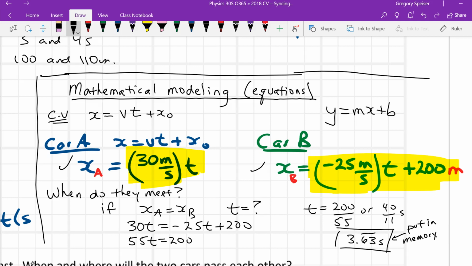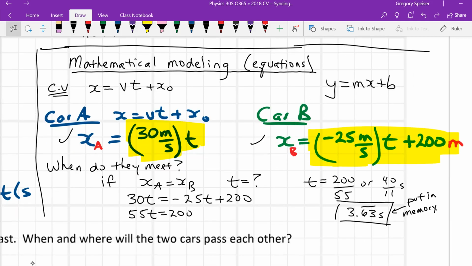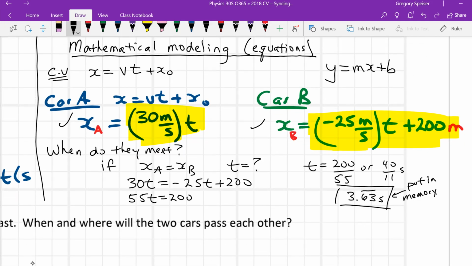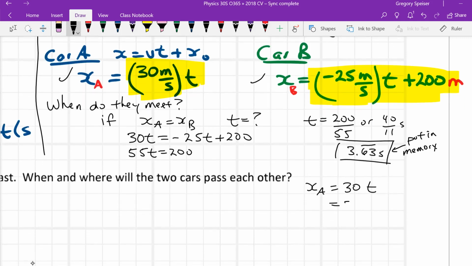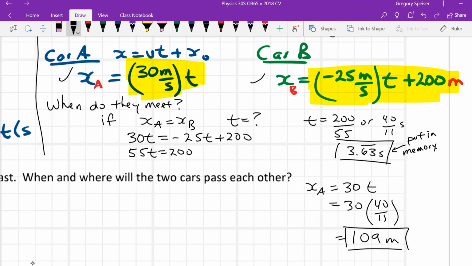So we've got one more part to do. We've got to say, well, where are they? What's the value for x? So just like you did in math class before, we can go to either equation here. I'm going to go back to this one. xa is going to be equal to 30 times the time. So it's going to be 30 times 40 over 11, or you could just have that 3.63 all repeating and just multiply by 30, and I think it works out to around 109 meters. And that confirms what we did graphically.